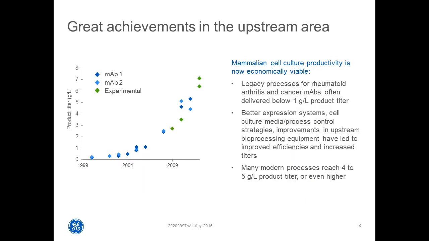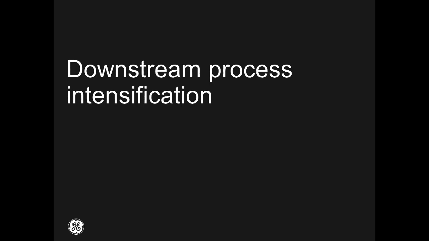The last thing we're going to talk about from a market development perspective is the increasing efficiency from an upstream perspective. Where previously we used to see titers of 1 gram a liter, we've started to see, even on commercial processes, titers of about 4 or 5 grams a liter, largely due to better expression systems, cell culture and process control strategies, and also improvements in upstream biopharmaceutical equipment. So this is basically a quick introduction to what's been going on.